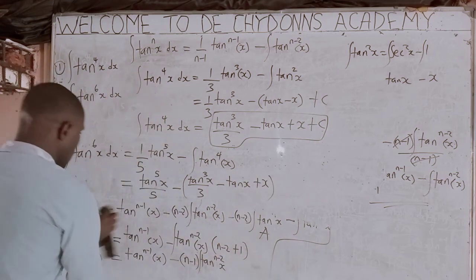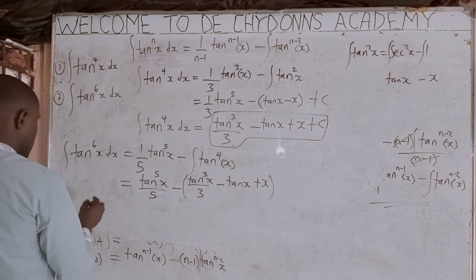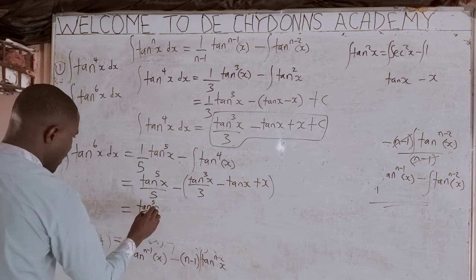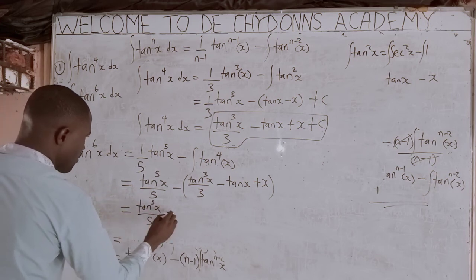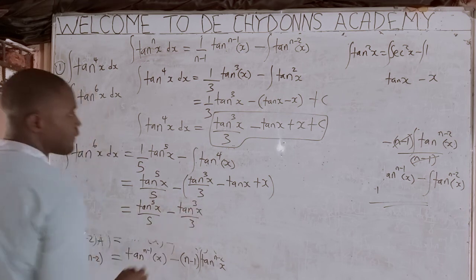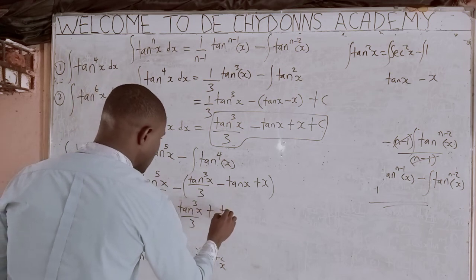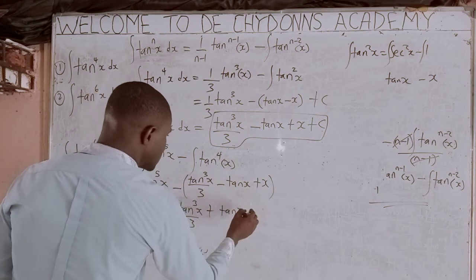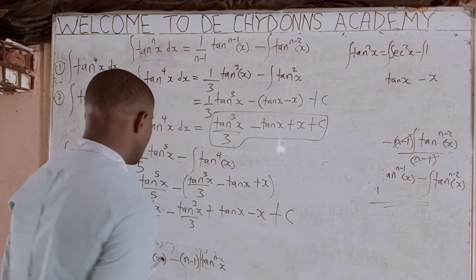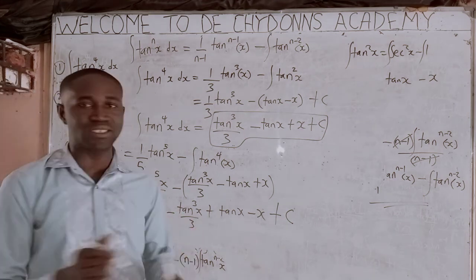Okay? So finally, for this, we now say this will be giving us tan raised to the power 5 x over 5 minus tan raised to the power 3 x over 3. Okay? Minus times this plus tan x. This times this minus x. Then you attach plus c. So that is the final answer to the integration of tan raised to the power 6 x dx.